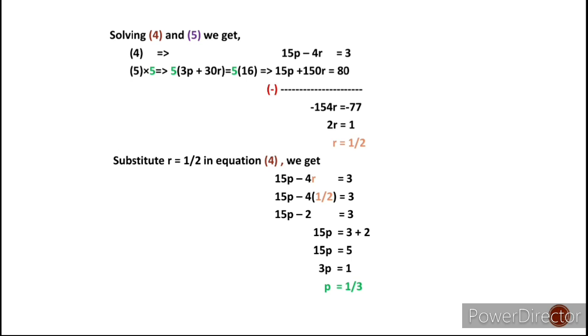In the fifth equation, I multiply by 5. Multiply equation 5 by 5. In brackets I write the fifth equation, 3p plus 30r is equal to 16, and multiply 5 on both sides. Do you understand this? Multiply 5 on both sides. So multiply inside, what happens? 5 into 3 is 15 here, 5 into 30 is 150r, and here 5 into 16 is 80.